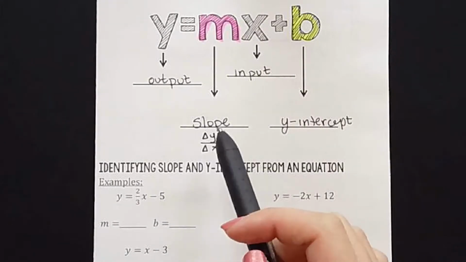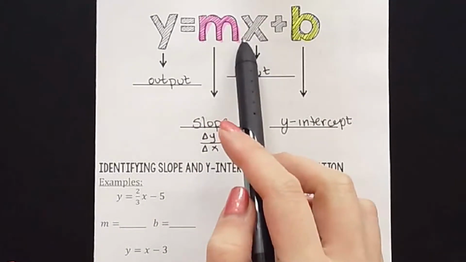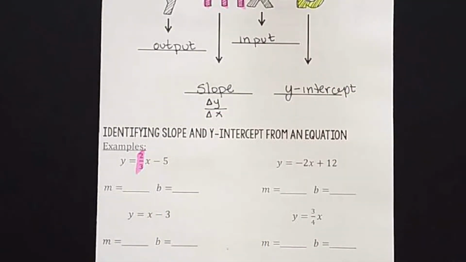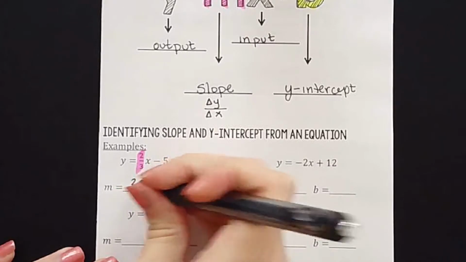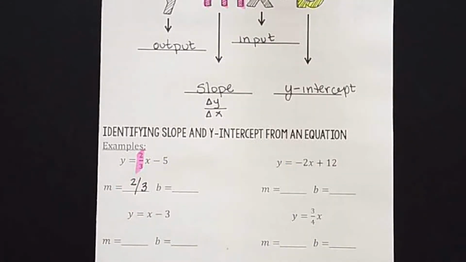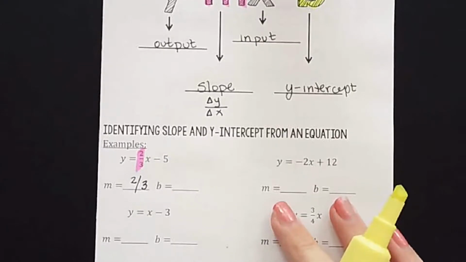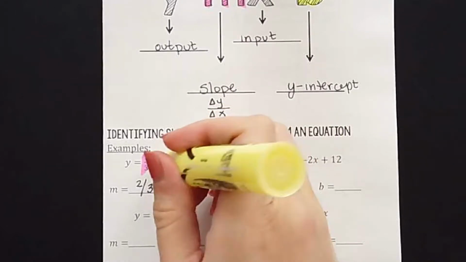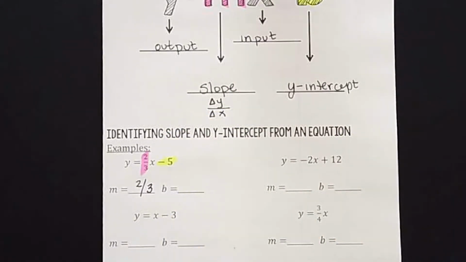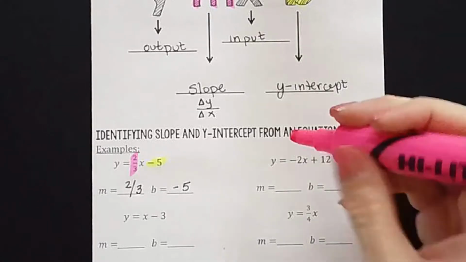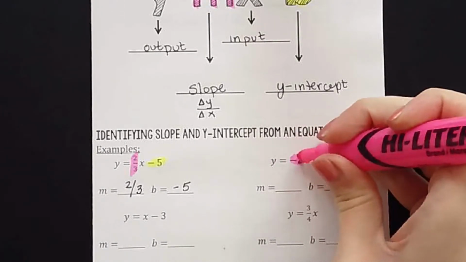So we find our slope, or the m, as the coefficient of x. So in this first problem, my coefficient of x is 2/3. So that's my slope. B, or the y-intercept, is the constant at the end of our equation. So in this first example, my constant is -5. In the second example, I'm looking for my slope, the coefficient of x. My coefficient of x is -2.